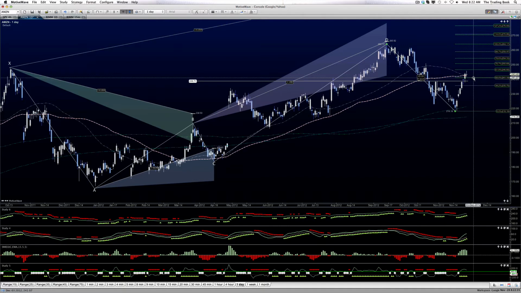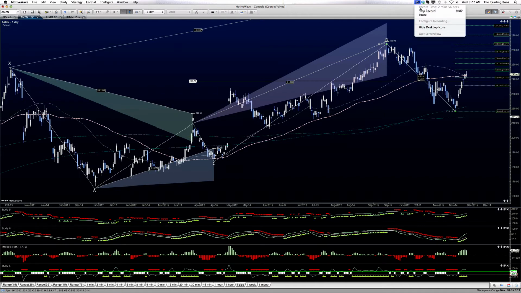So what's the trade? The trade is the loss of 242.50. Actually, I'll take that back. The loss of 242.20 with a confirming candlestick on a 15-minute chart is going to give you downside momentum. That ought to be a pretty nice trade. All right, good luck with that.